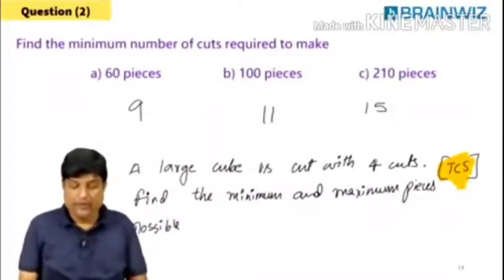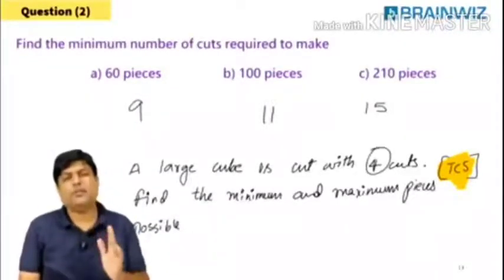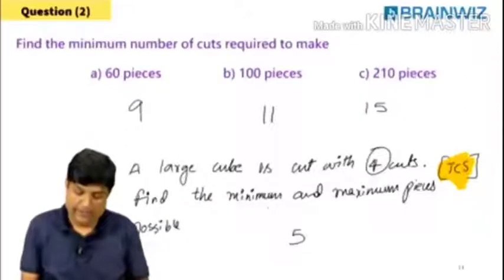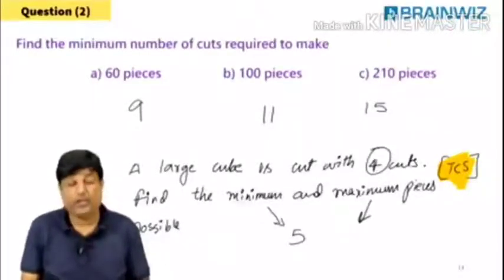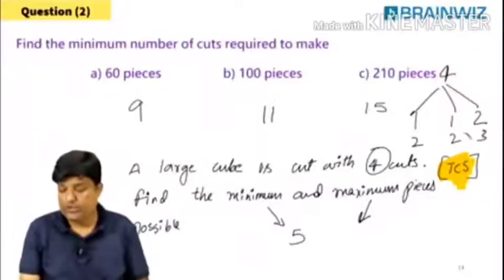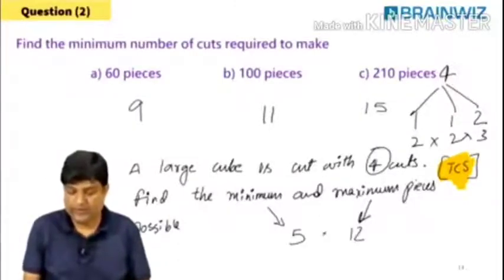That's good. Whenever 4 cuts are there, minimum 5 pieces are there. You take any paper, 1, 2, 3, 4. 4 cuts means minimum 5 pieces. 5 is minimum. The maximum, students, if you want maximum, you have to cut not in one axis but in different axes. How? 4 means 1, 1, 2, 2, 2, 3, 12. So the answer is 5, 12.